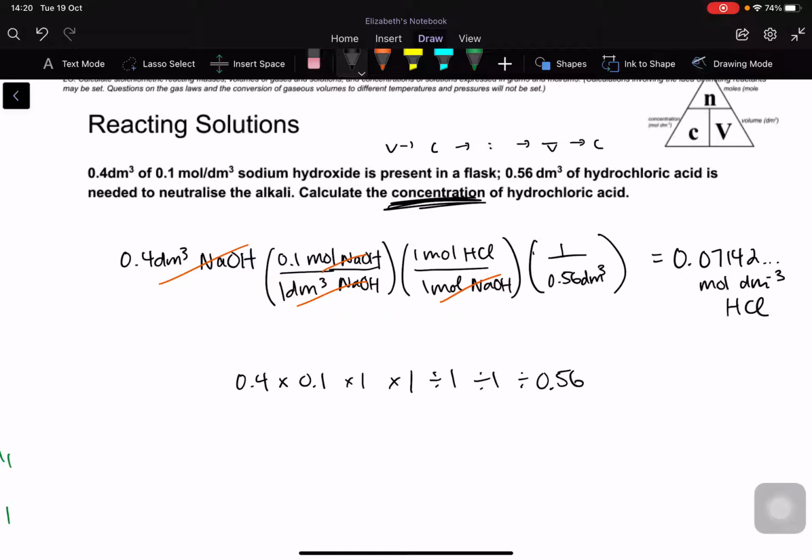So these are a little bit more complicated in dimensional analysis. The main thing to think about here is that you can actually think of your concentration as your molar mass, because we're going from volume to moles using our concentration. We still use our molar ratio, and then at the end we get moles, but we don't want just moles, we want moles per decimeters cubed, so we need to divide it by the volume of what we're looking for.